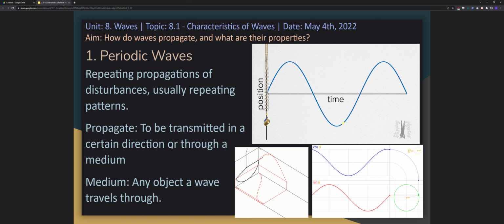And there's a vocabulary word here: to propagate. To propagate is to be transmitted in a certain direction or through a medium. So essentially, this wave is moving in a certain direction. It's propagating in a certain direction. And a medium means just any object a wave travels through, whatever object the disturbances go propagating through.